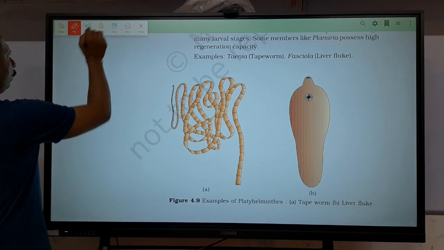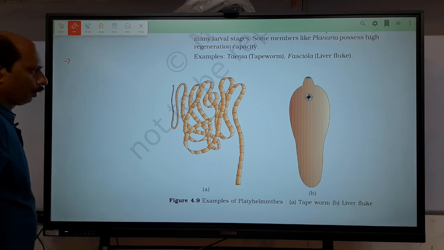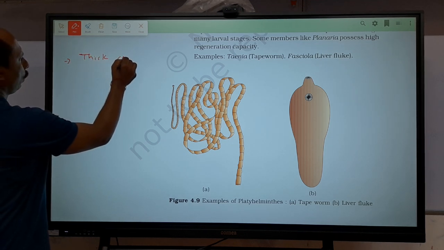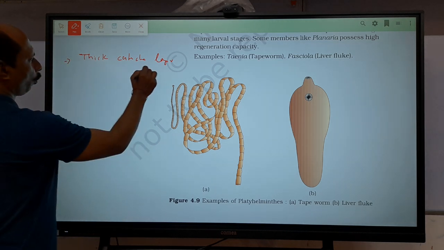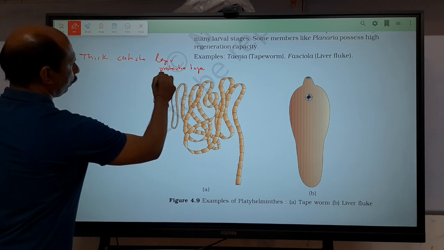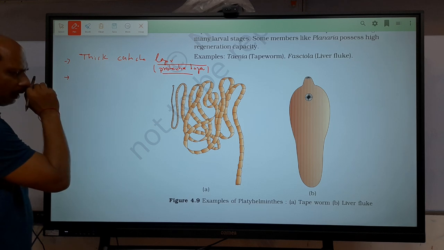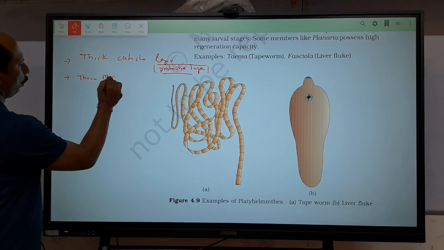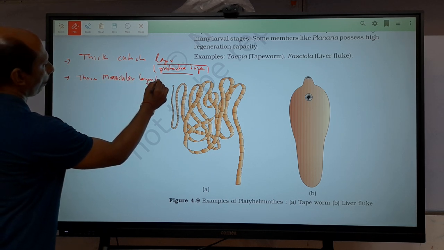One thing I think is important to tell you: outside their body cavity they have a thick cuticle layer. This is the protective layer. This layer protects them from digestive enzymes. Then another thing, they have three muscular layers or walls.